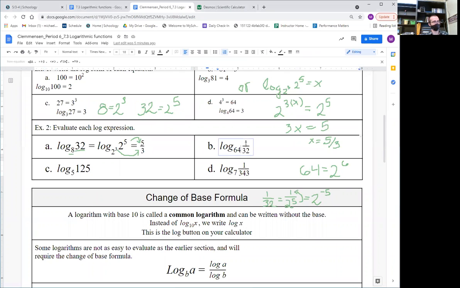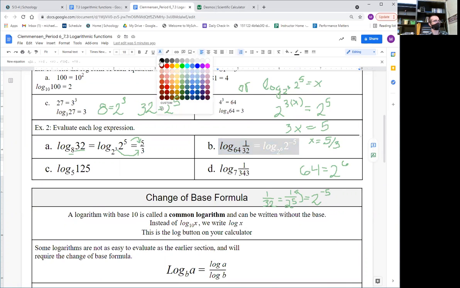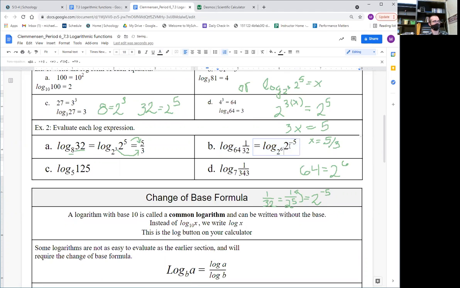So then I will get this right here. Take my two exponents, negative 5 and 6. I get negative 5, 6. Select this so we can move this out of the way. There we go. That looks nicer.